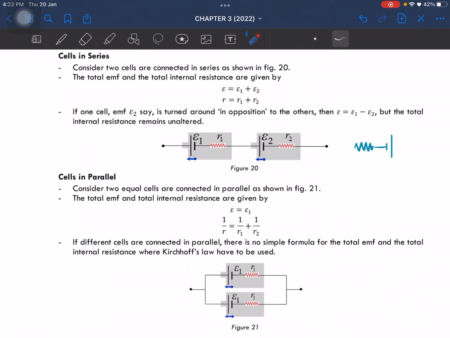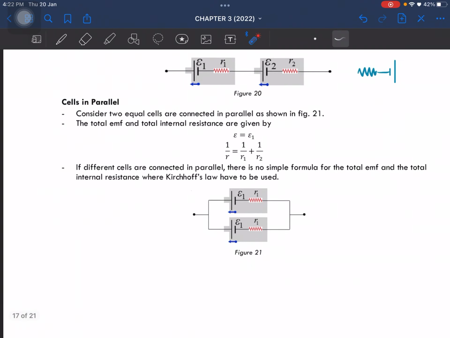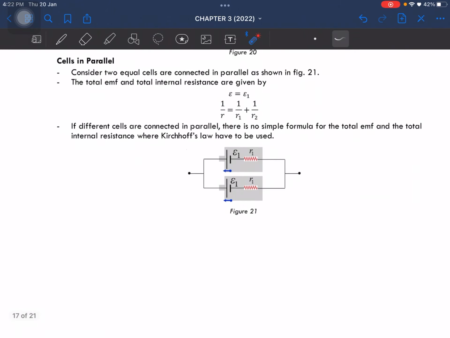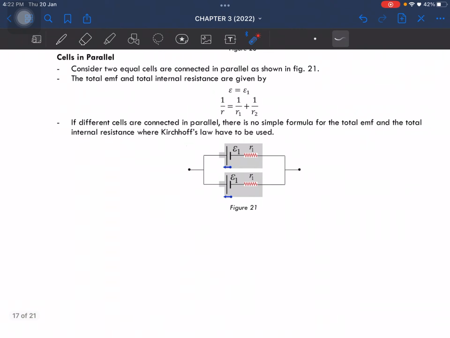For cells in parallel, the total EMF and total internal resistance are given by this equation. So the EMF will be equal for both. So EMF is just equal to the EMF 1. Alright, so if different cells, for internal resistance, it is calculated like this. So if different cells are connected in parallel, there is no other simple formula for the total EMF like this, it is the simple formula.